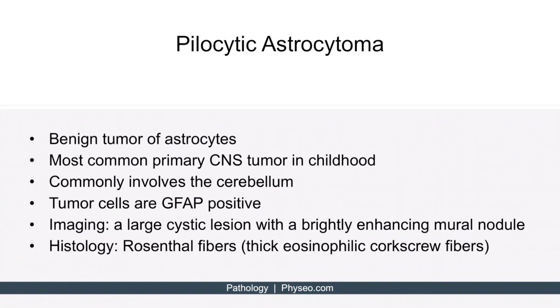This is a benign tumor of astrocytes and is the most common primary CNS tumor in childhood. The tumor commonly involves the cerebellum, and the tumor cells are GFAP positive. On imaging, a large cystic lesion with a brightly enhancing mural nodule can be observed. We'll look at an image of this in a second. Finally, Rosenthal fibers, which are thick eosinophilic corkscrew-appearing fibers, can be found on biopsy.